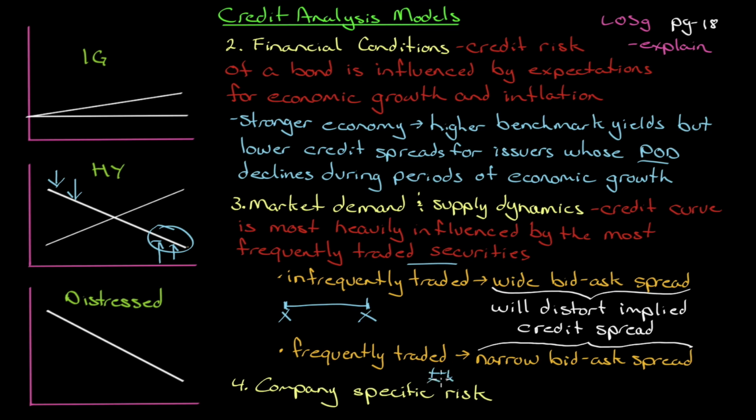If we're observing the last traded price and implying the credit spread from the last traded price, which one is going to have the most influence on our calculation of a credit spread? Clearly the wider the bid-ask spread, right? So infrequently traded, you'll have a wide bid-ask spread versus a narrow one. This will distort the implied credit spread.